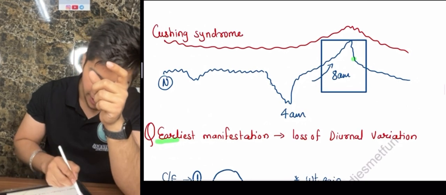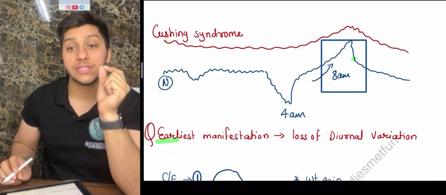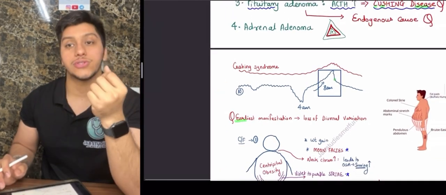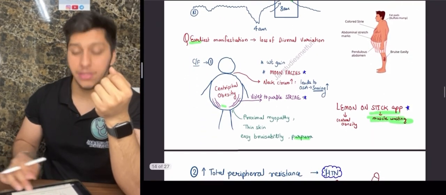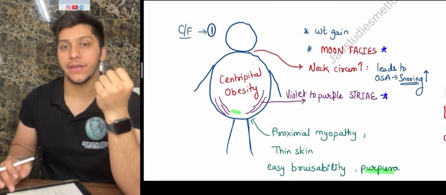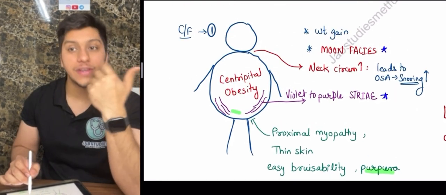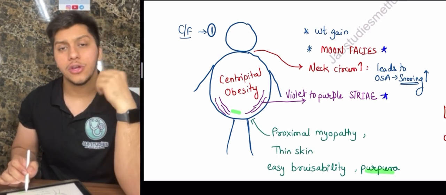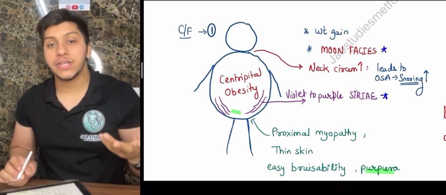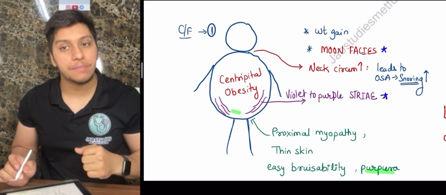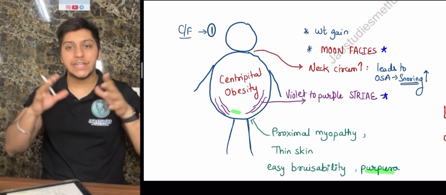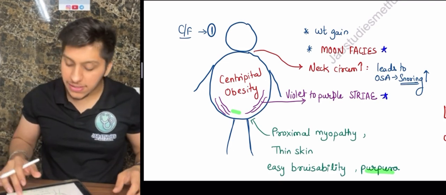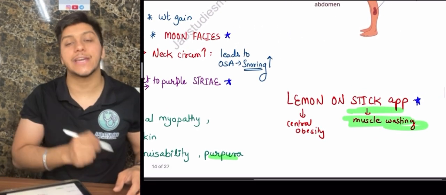You can see it is almost like a straight line. So this is the earliest manifestation, that is going to be loss of diurnal variation of the cortisol. What are the symptoms you will see? Obviously there will be weight gain, right? Along with weight gain, you'll have moon facies. The neck circumference will increase, because of which there will be breathing difficulty. So the patient will snore, and that's why the patient can suffer from obstructive sleep apnea syndrome. The patient will have central obesity, but muscle wasting around the limbs. That is why this is classically known as lemon on stick appearance.